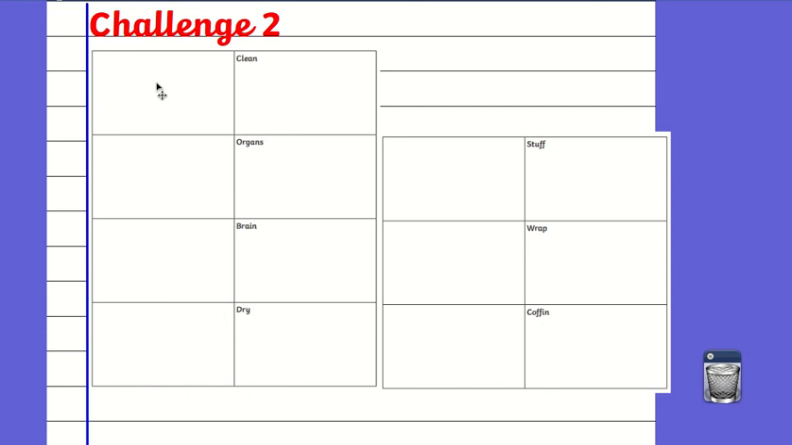And what you need to do is draw a picture for each step of mummification, and then write a sentence about what happened. So, how did they clean the body? What happened to the organs? What happened to the brain? I can't wait to see your pictures for that one. How did they dry the body out? What did they stuff it with? How did they wrap it? And then about the coffins.